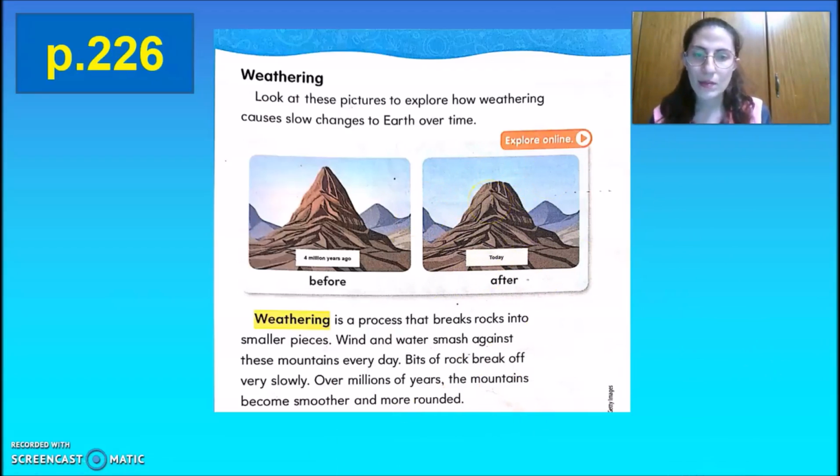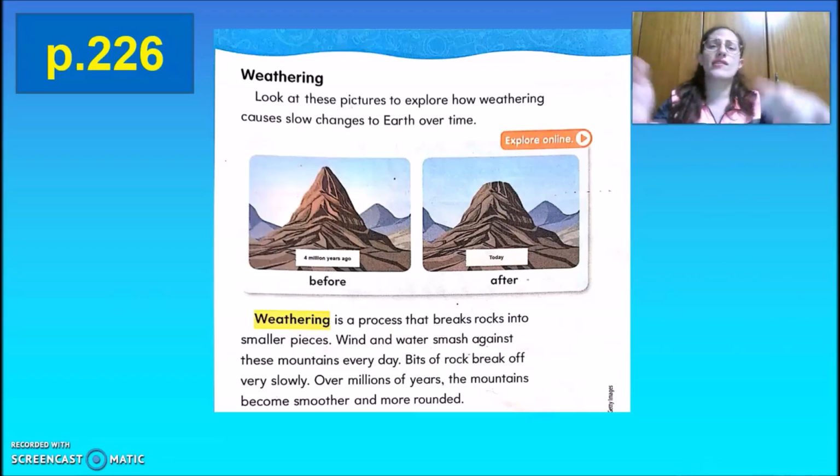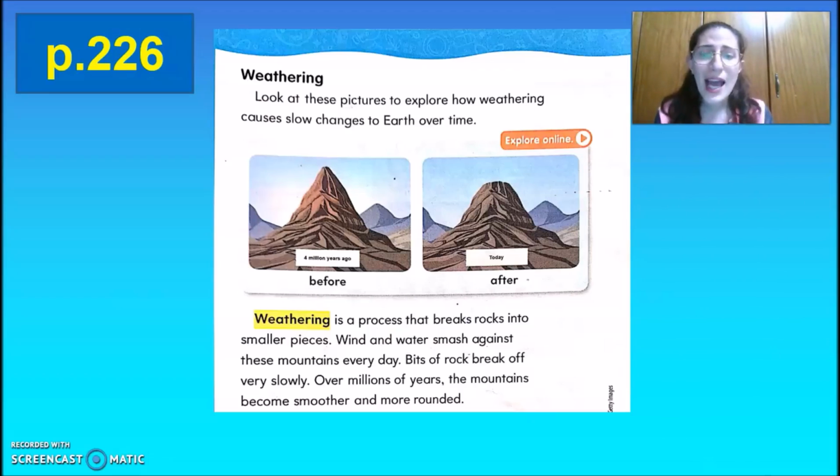Okay? So I'm going to go one more time. What is weathering? Weathering is a process, a thing that happens. How does it happen? Using wind and water, what happens? The wind and the water smash, they hit the rocks each day, every day, year after year, making the rocks weaker, and it starts to break it down into smaller pieces. After a really long time, what happened to this mountain? The mountain became smoother and more rounded, changing the shape of it.